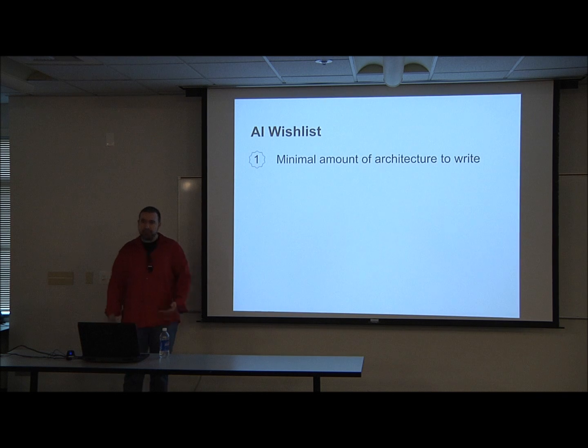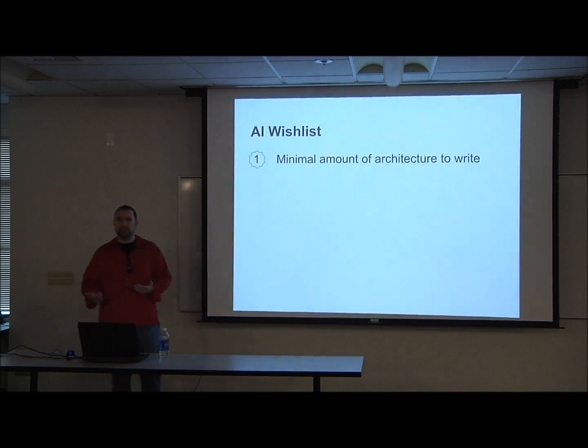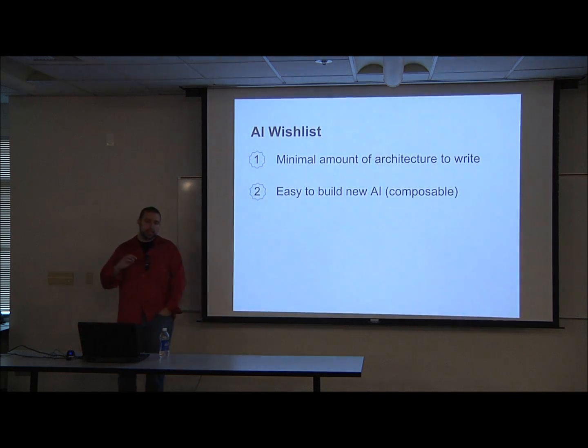So if we're building an AI, we've got some things that we want to solve and that we're going to need our action list to solve for us. We want a minimal amount of architecture to write. We want to waste as little time writing needless code. So being able to reuse the action list is pretty handy. We want to be able to easily build new AIs. For example, if you're using a finite state machine, you'll find that you've got this one state machine you've built for, say, enemy number 1.